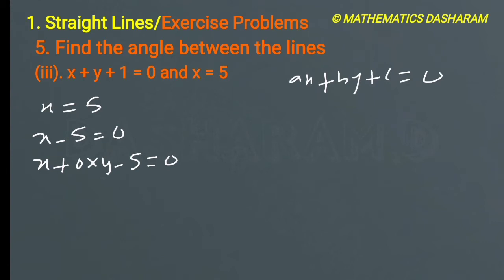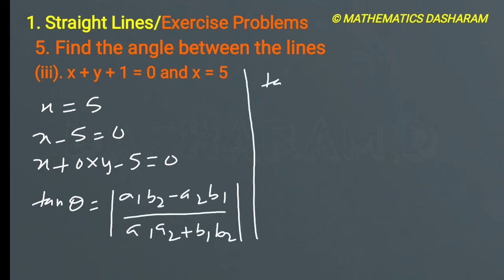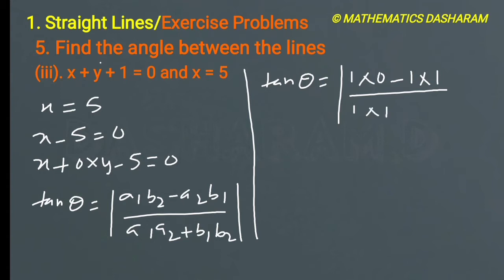So to find the angle between the two lines, the formula is tan theta equals mod. So substitute the values in this. Tan theta equals mod a1, a1 means in the first equation the x coefficient 1, b2 in the second equation the y coefficient, that is 0, minus a2, in the second equation the x coefficient 1, into b1, the y coefficient in the first equation 1, divided by a1 into a2, so 1 into 1 plus b1 into b2, 1 into 0.